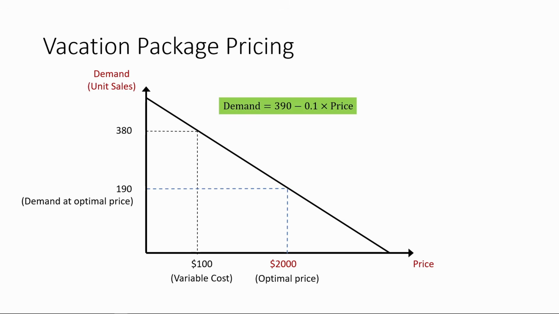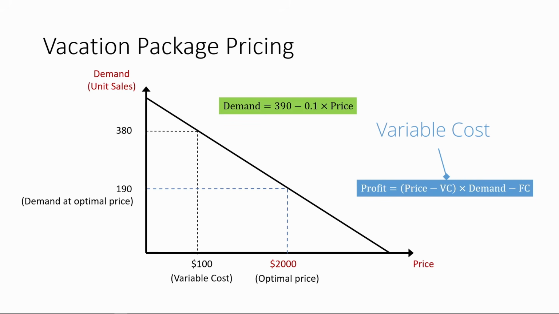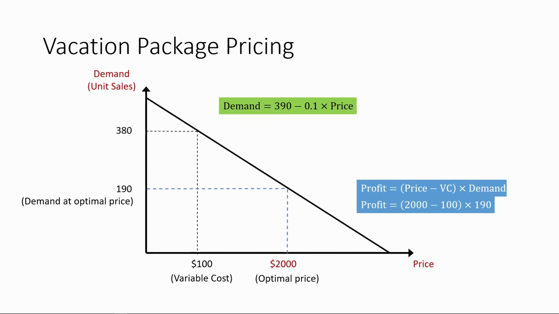The next question is, how do we calculate the profit? The profit is equal to the price minus the variable cost, times the demand, then minus the fixed cost. For now, let's ignore the fixed cost, just focusing on the profit part without the fixed cost. When we plug in the numbers that we have, profit would be equal to 2,000, that's the price level, minus 100, that is the variable cost, times the demand at a price of 2,000, that's 190.